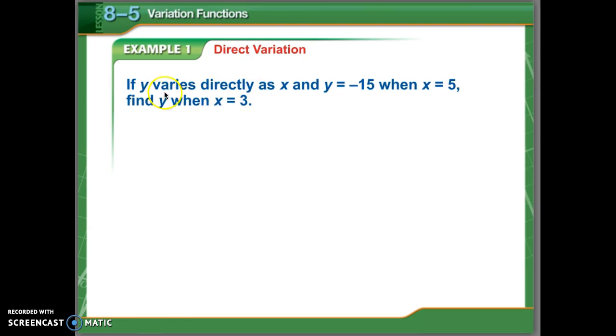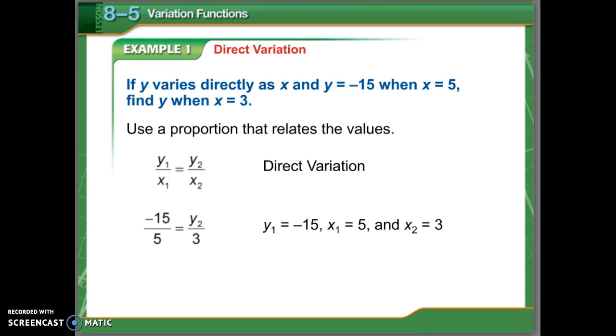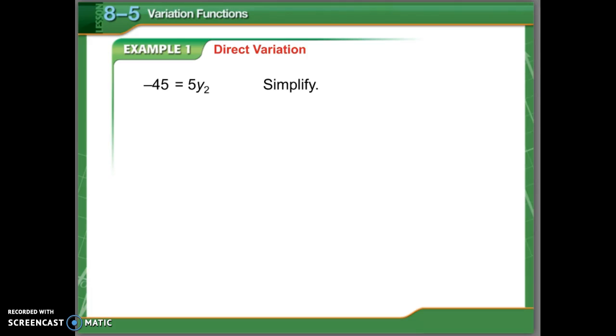It says if y varies directly as x, so the key word here is directly. That word tells us that we're going to be doing direct variation. If y varies directly as x, and y equals 15 when x equals 5, find y when x equals 3. And this is as simple as setting up a proportion. So we're going to use negative 15 over 5, and then y over 3. We're not sure what that y value is. You're going to cross multiply, you're going to simplify, you get your answer.